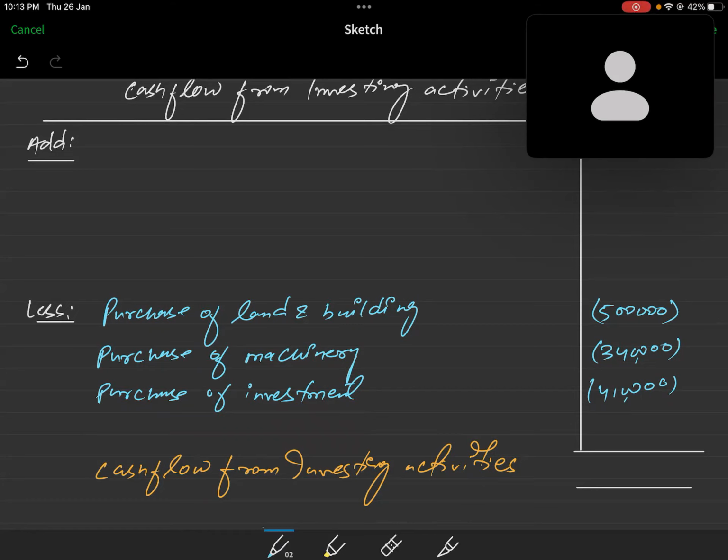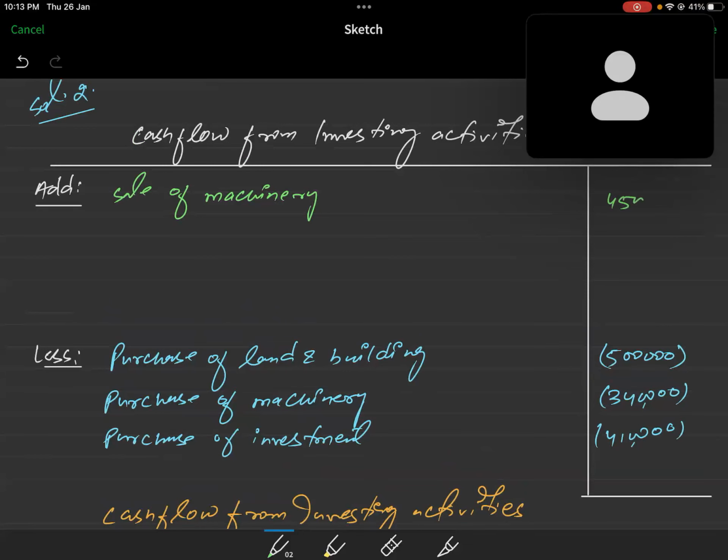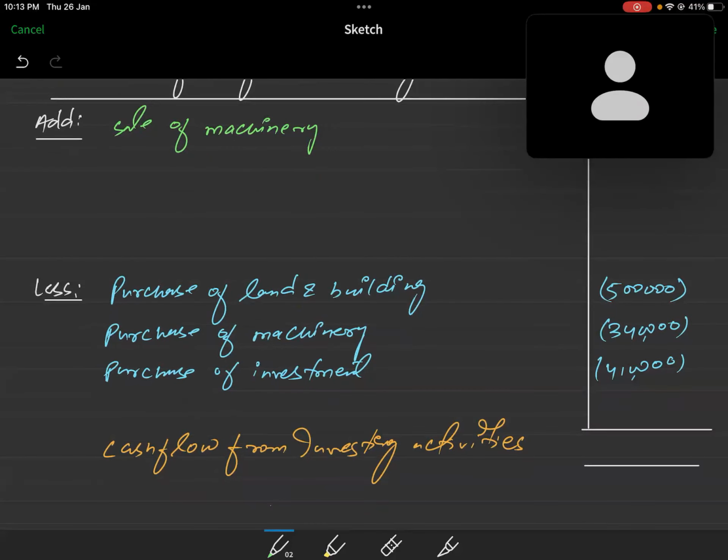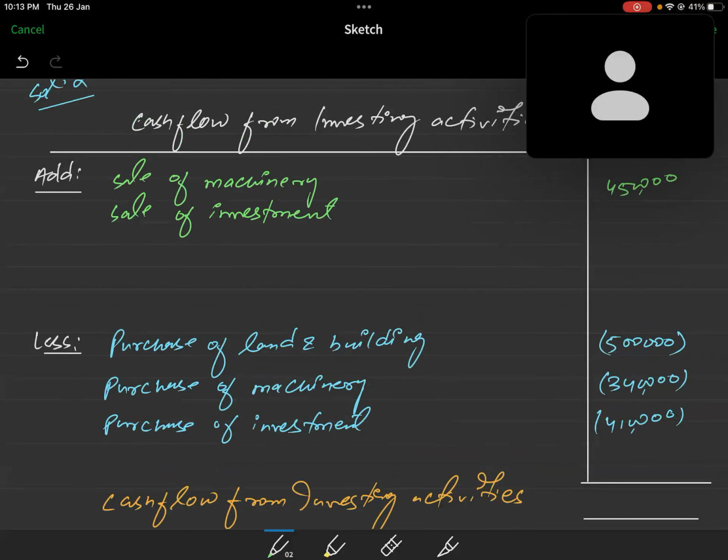Yes, sir. Okay, and in relation to the machinery, it says we have sold machinery. So, sale of machinery as well, having a value of 4,50,000. Then investment has been sold as well, which is also 1,50,000. All right, then patent has been sold.